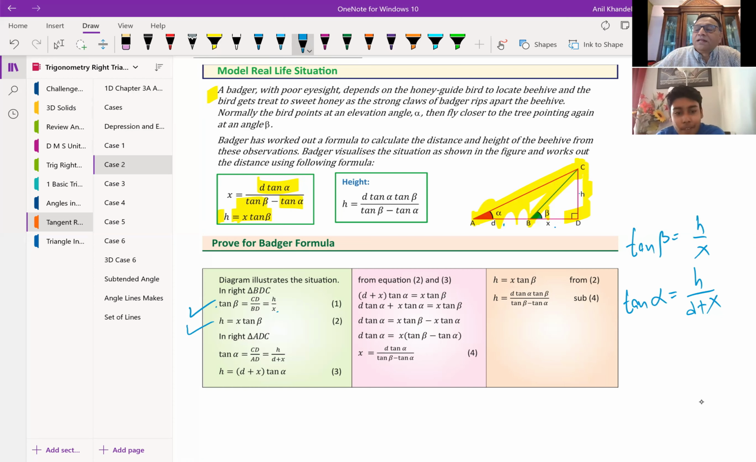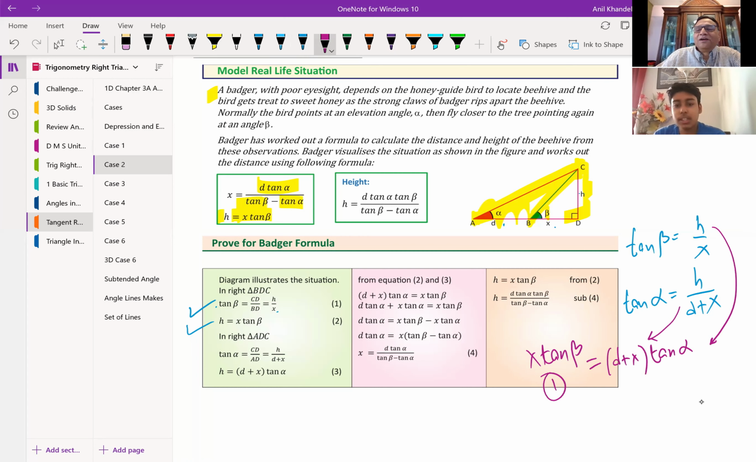Yes, sir. The other angle, again, we wrote h over d plus x. Now, from here also, we can find what is h, correct? So from both the equations, we can find the value of h, right? So from this equation, what do we get? We get h is x times tan beta, correct? From equation 1, correct? And from equation 2, we get what? Both h will be equal, right? We get d plus x times tan alpha. Is that clear? Yes, sir.